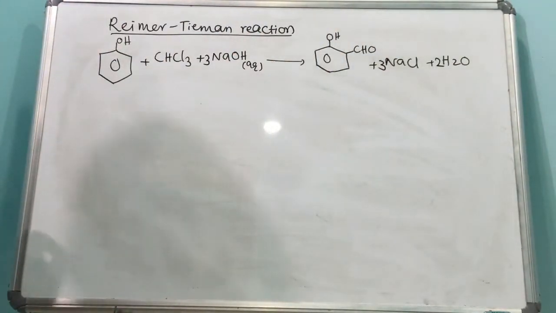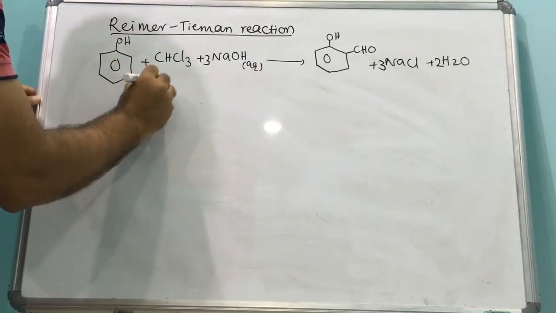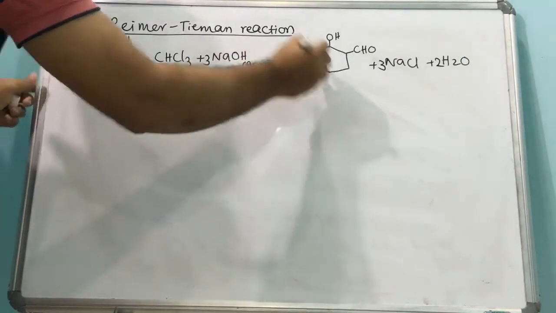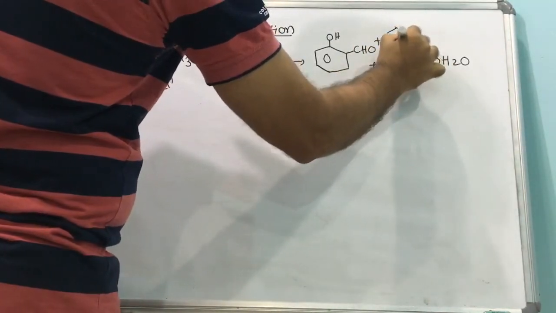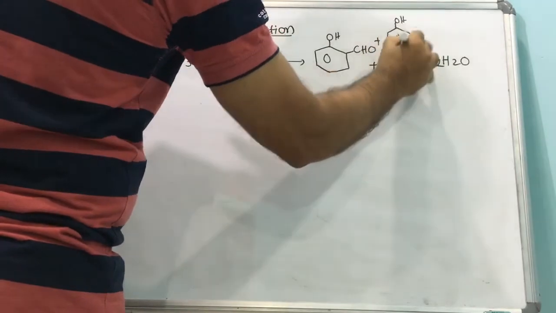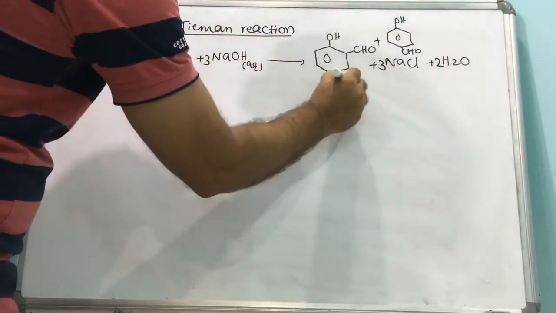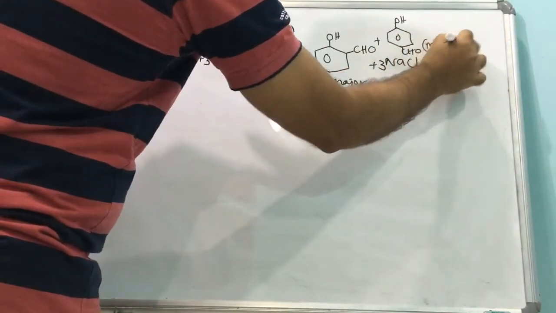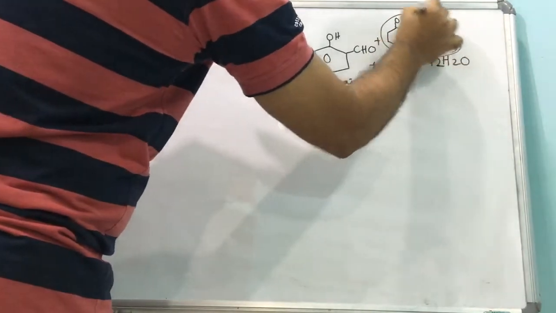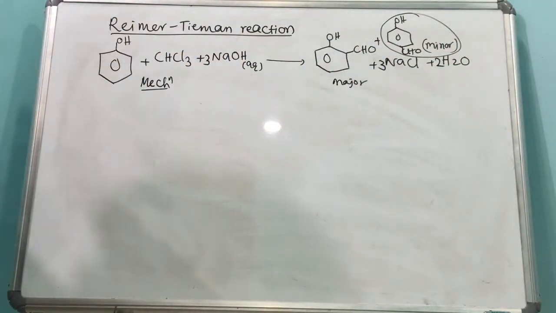Now, what is the mechanism of this reaction? The mechanism is very important. And along with this, the para product also forms, which we have to remember. But this is a minor product, with the aldehyde group at the para position. This is the major and this is the minor product. That's why in books this does not appear; the reason is that it is a very minor product.